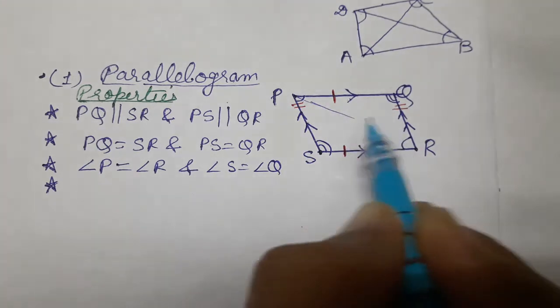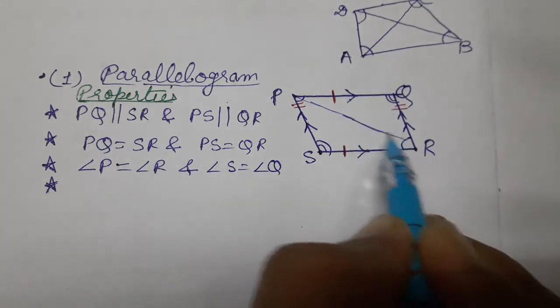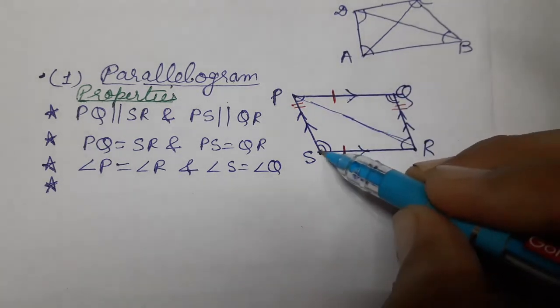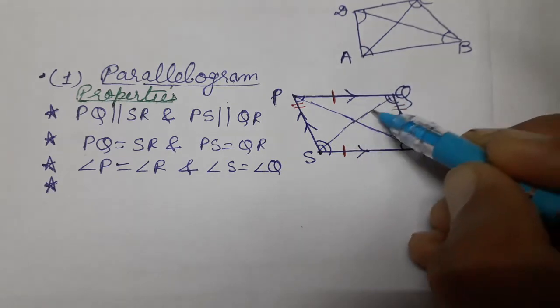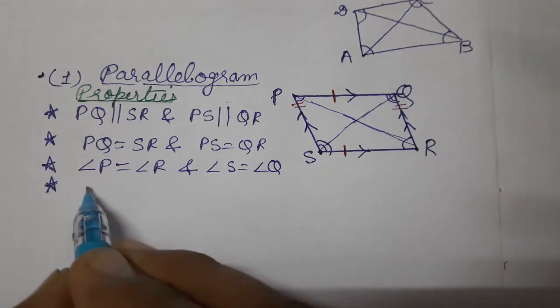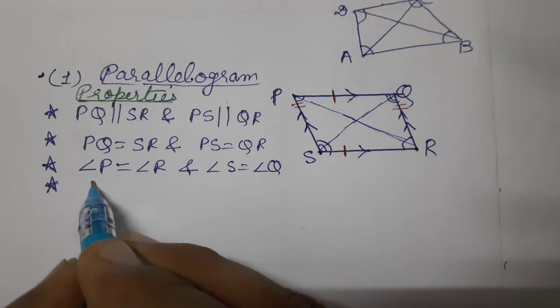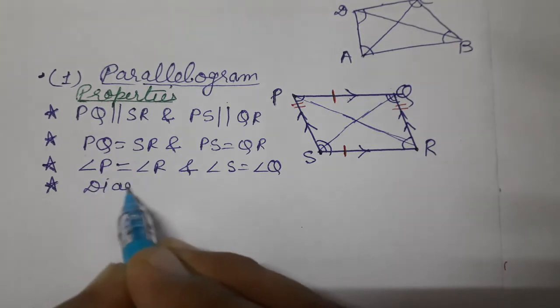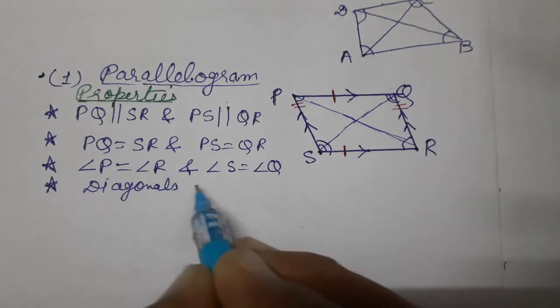If you make diagonals and measure them, then they are not equal. अगर diagonals बनाते हैं तो diagonals क्या होते हैं? Equal नहीं होते. So diagonals are not equal. So, right, diagonals are not equal.